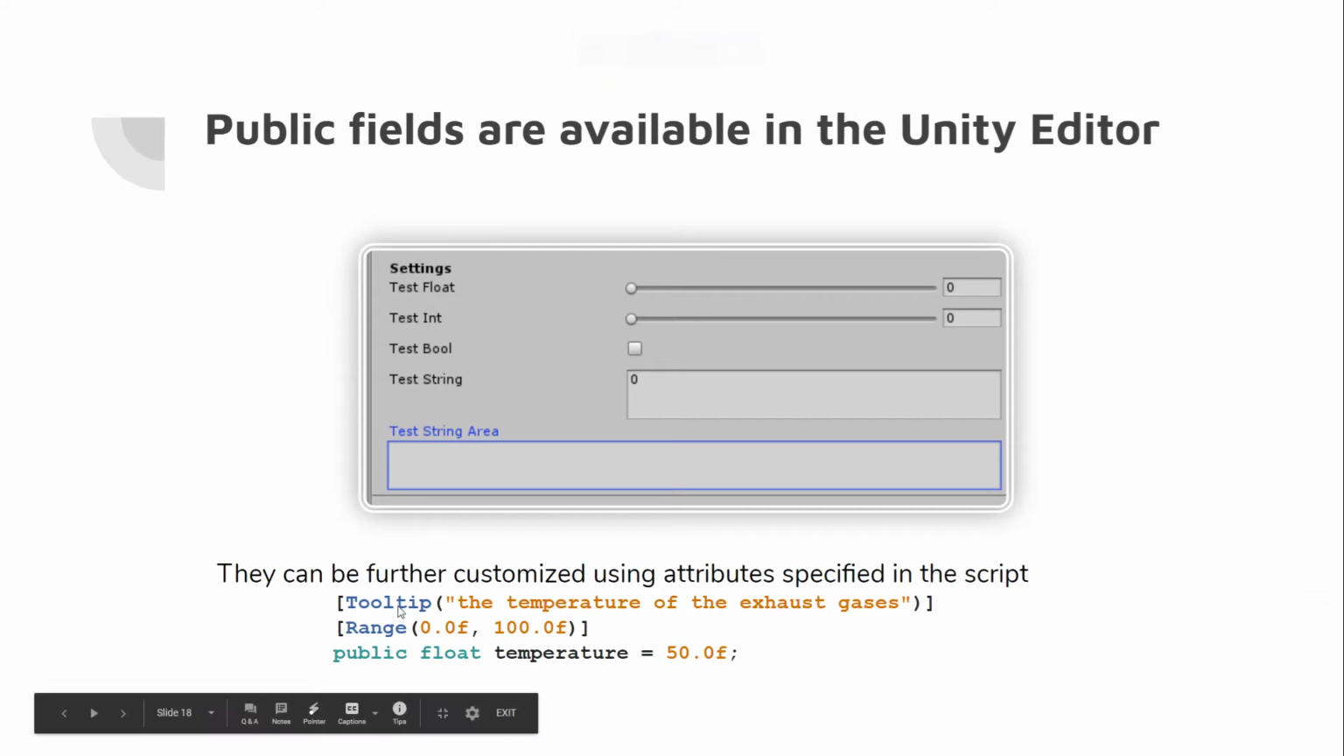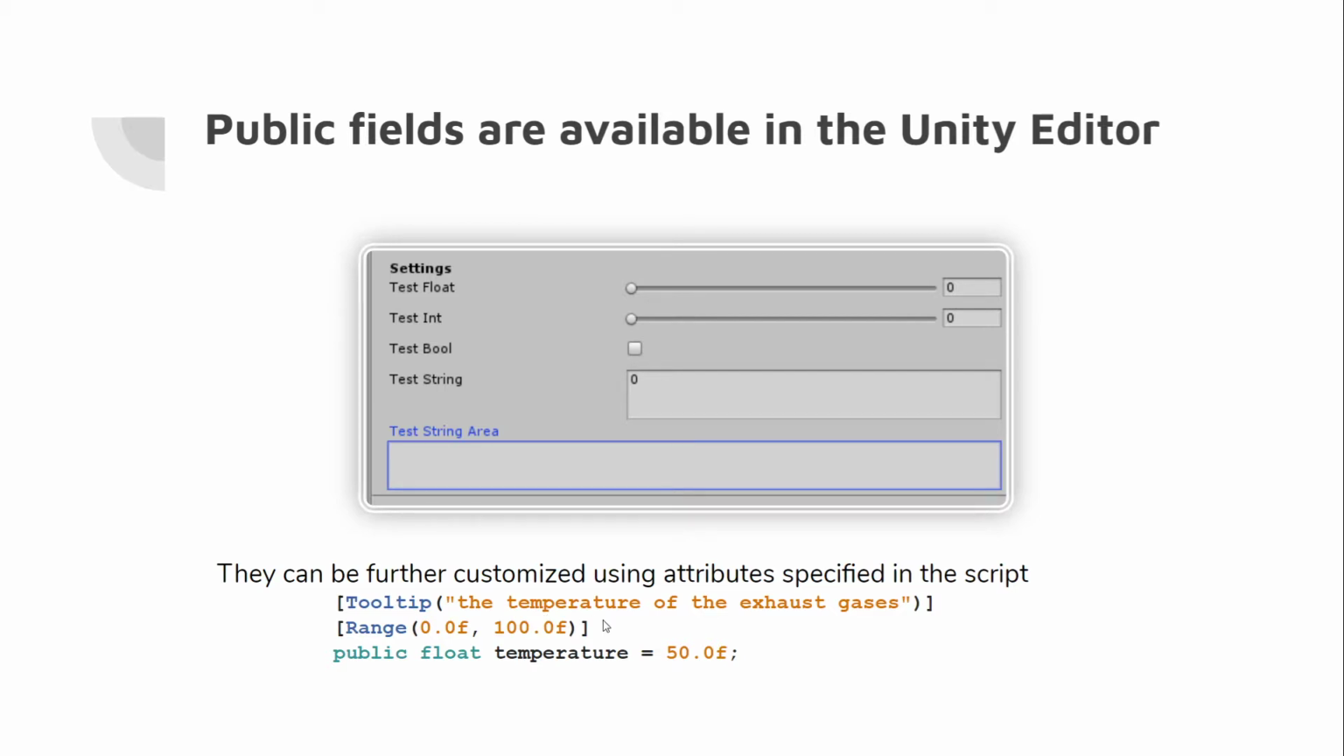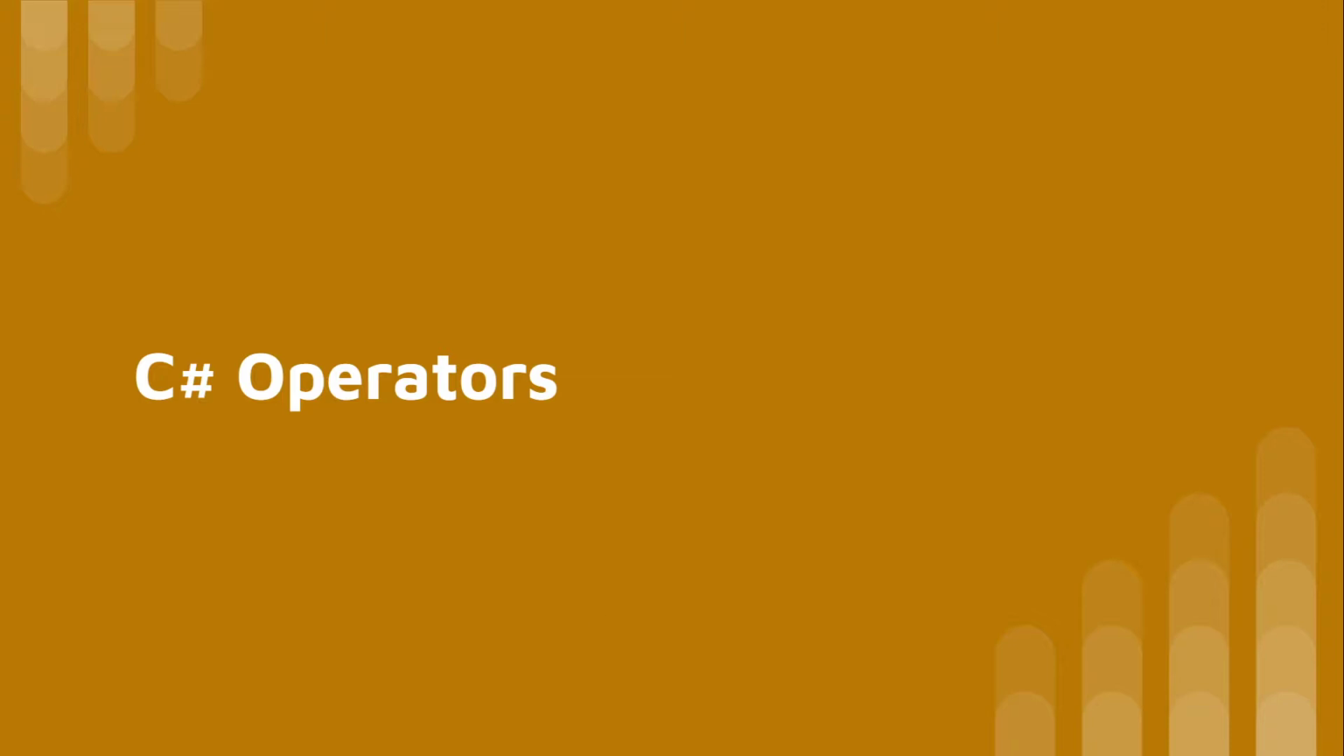There are some other things you can decorate those publics with if you want to show them as sliders or you want to show tooltips and so on inside the Unity editor. You can decorate them according to that. We'll get into that a little bit later as well. All right. So now let's take a quick tour of C# operators.